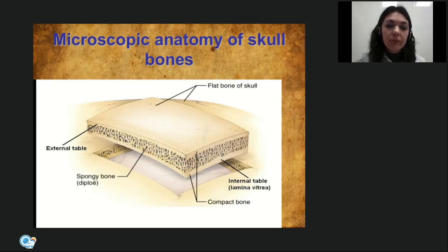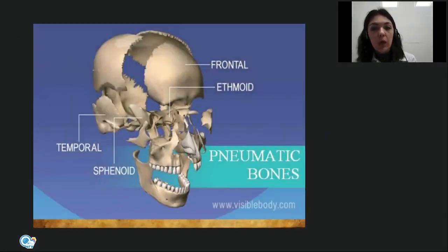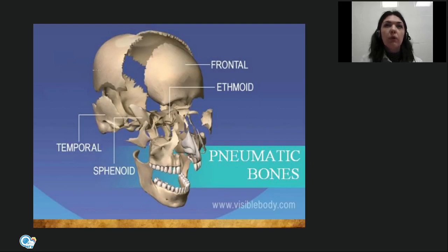Okay. The next, yes, pneumatic bones. So pneumatic bones are those bones which contain air-filled cavities, not necessarily paranasal sinuses. Most of them communicate with nasal cavity, and that's why they are named paranasal sinuses. Para means around, nasal means nose, yes, so sinuses which are located near the nose.